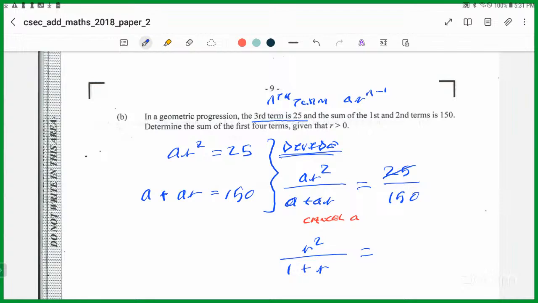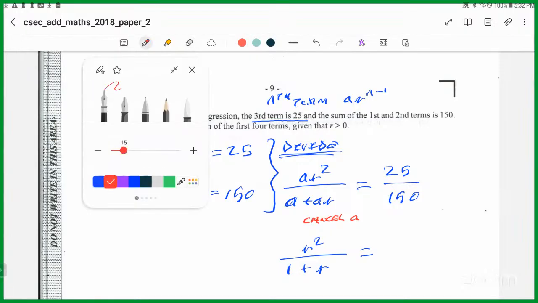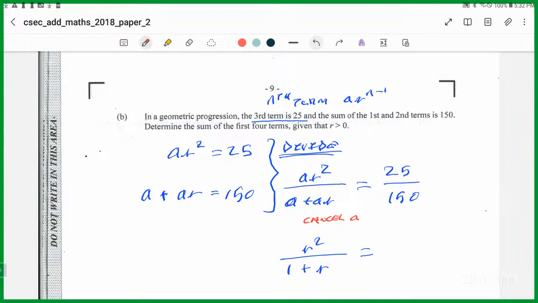25 into this goes 1 time. 25 into 150 goes what? 6 times. 150 divided by 25 equals 6, right? So this becomes 1 over 6 when you simplify it down.